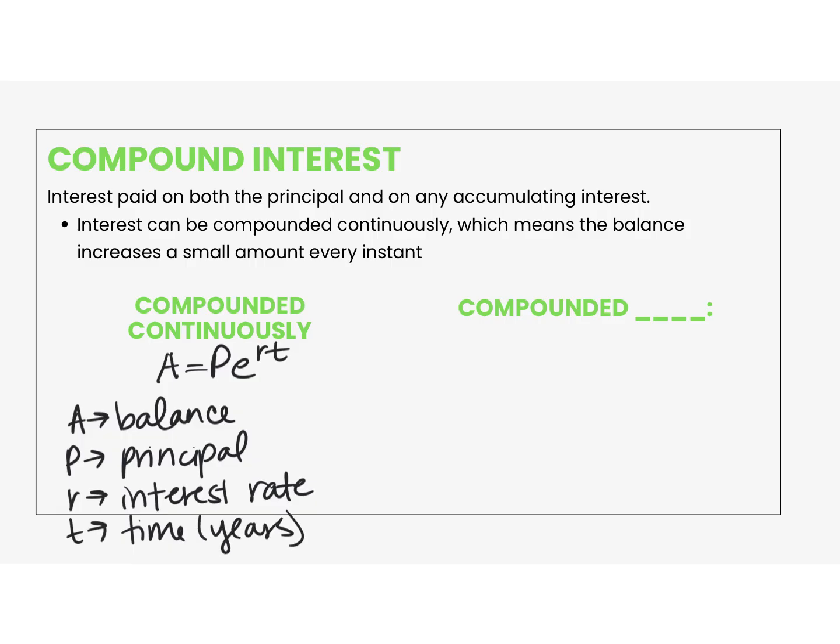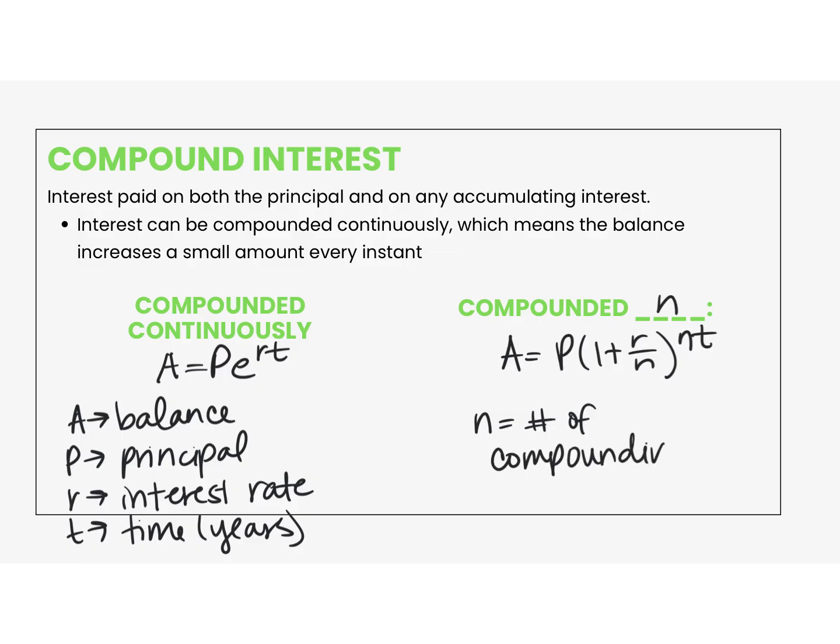Okay, and then we also have compounded N times. We've seen monthly, annually, semi-annually, quarterly in our last unit. And remember, that formula is A equals P times 1 plus R over N to the NT. N is the number of compounding periods. So if it's monthly, it's 12. If it's quarterly, it's 4. If it's semi-annually, it's 2. If it's annually, it's 1.